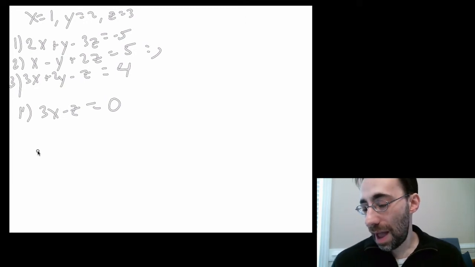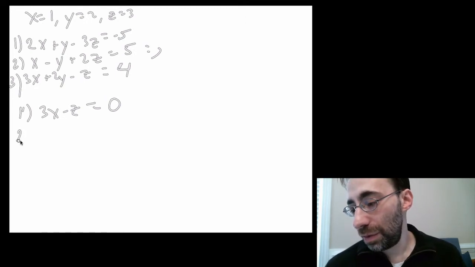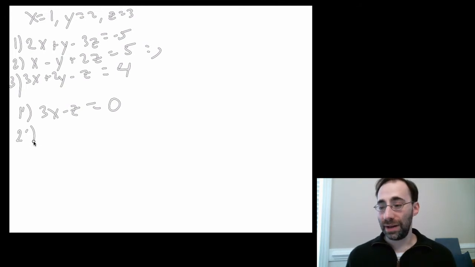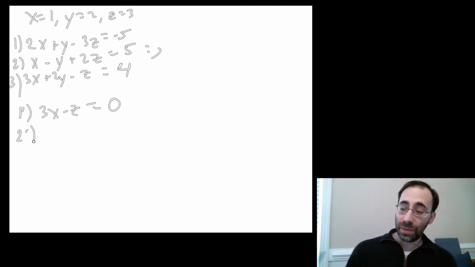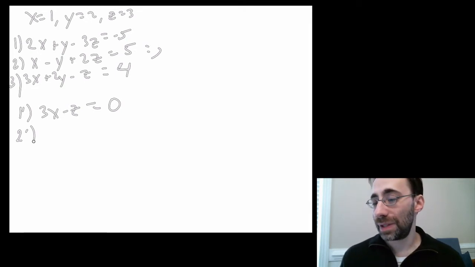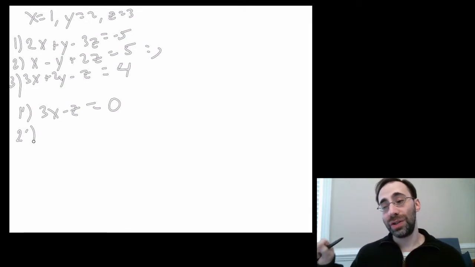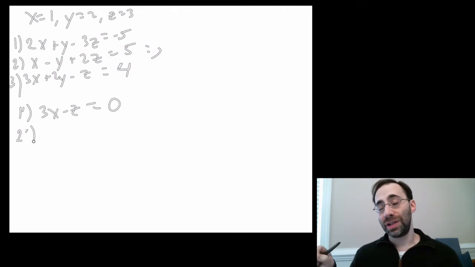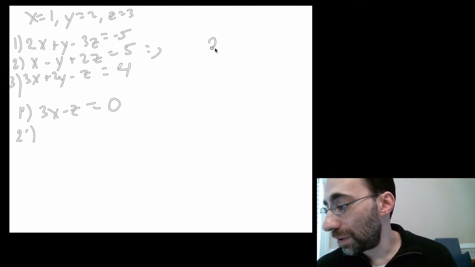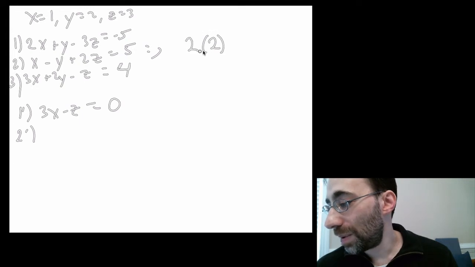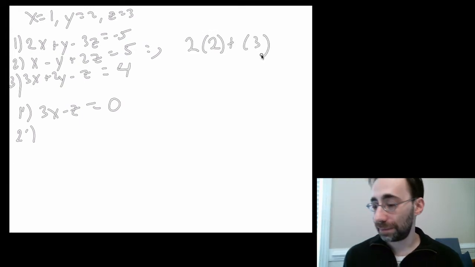Okay? And now we want 2 prime. We need to also get rid of y again. But we can't use the same 2 equations, obviously. We need to use different equations. So let's now take 2 times equation 2 and add it to equation 3. So 2 prime is formed from 2 times equation 2 plus 1 time equation 3.